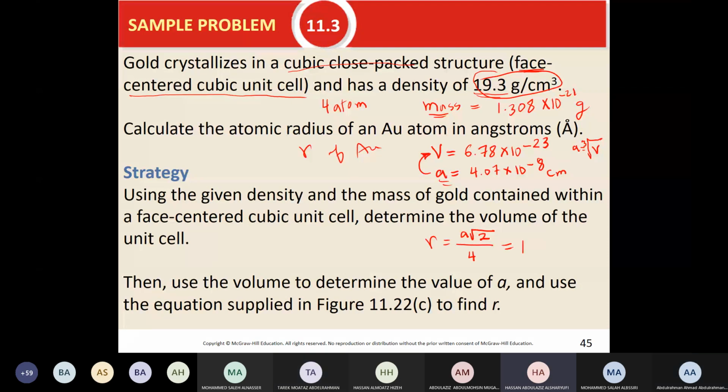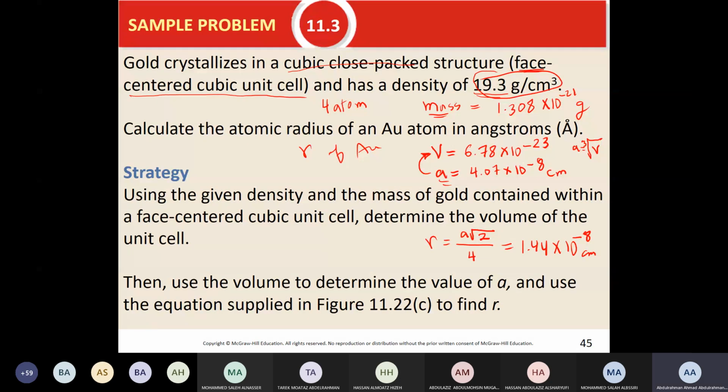1.44 times 10 to the power minus 8 centimeter. Yes, this is the correct answer actually. Now, if you know this, can you change it to angstrom?